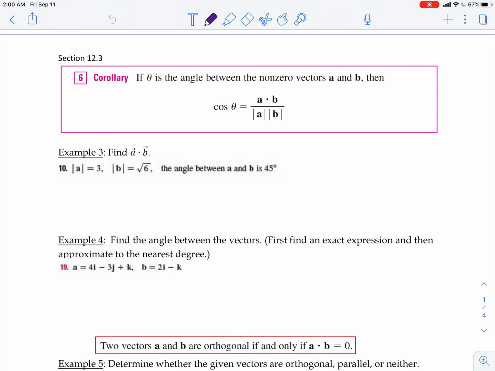All right, welcome to page 2 of the notes. And so we're starting off with another application with our above formula. And this way we're able to find theta.